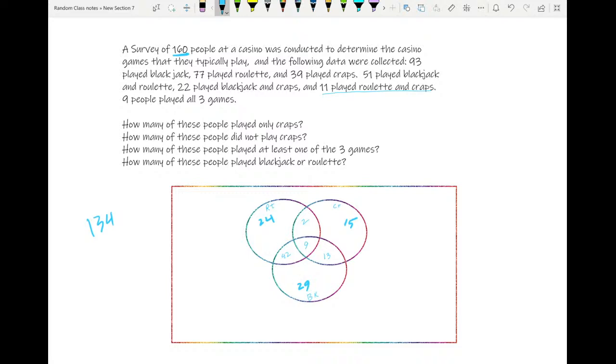So this is 134. So how many people do you have left? 26. Oops. What the heck is going on? I'm mixing the 6 and the 9. All right. So I have 26 people. Now, can we answer these questions right now? How many of these people only played craps? Right there. Boom. Wow. The Venn diagram makes our life so much better.